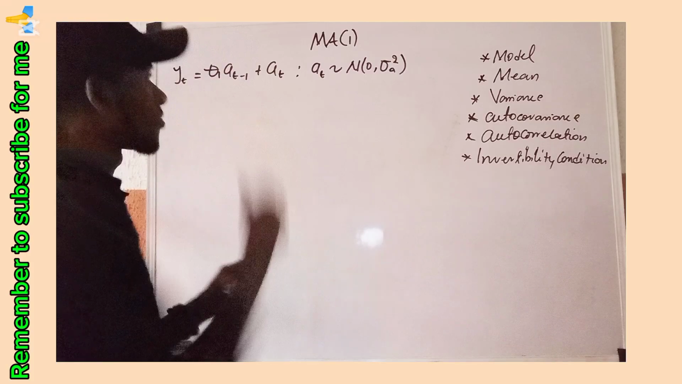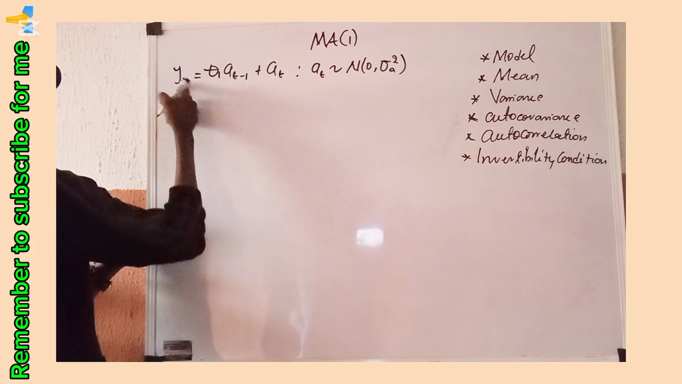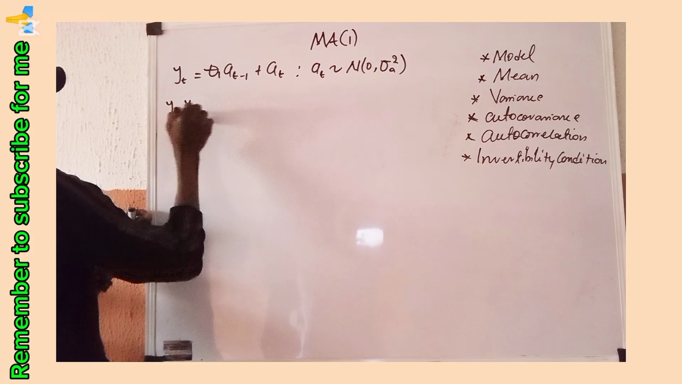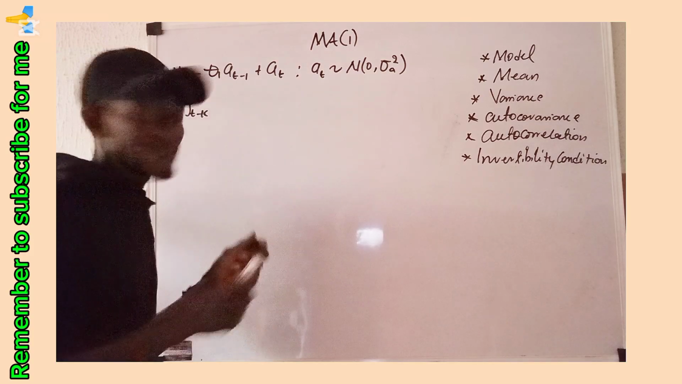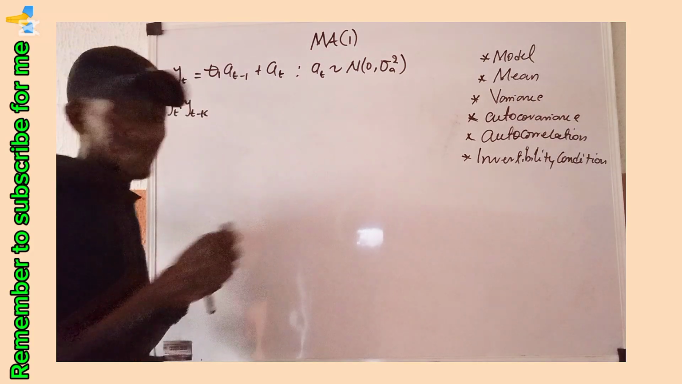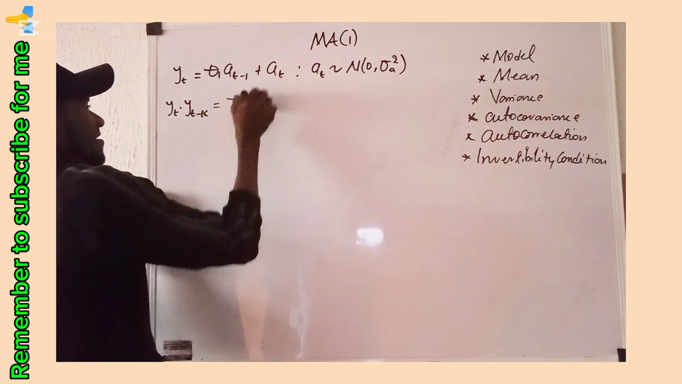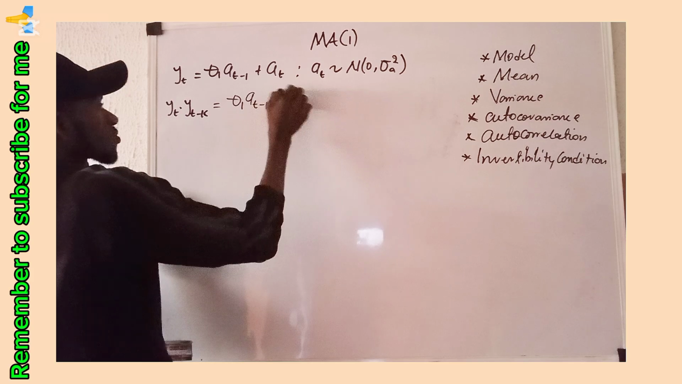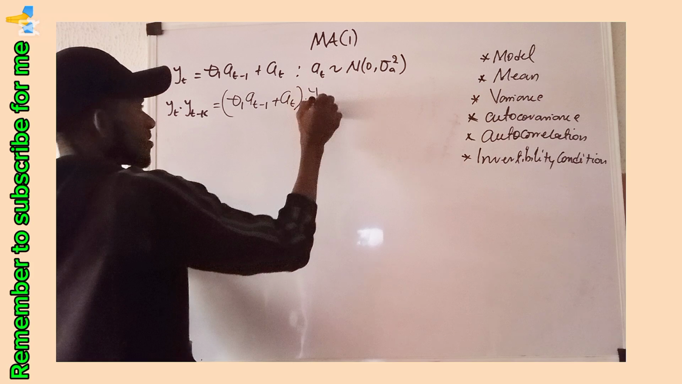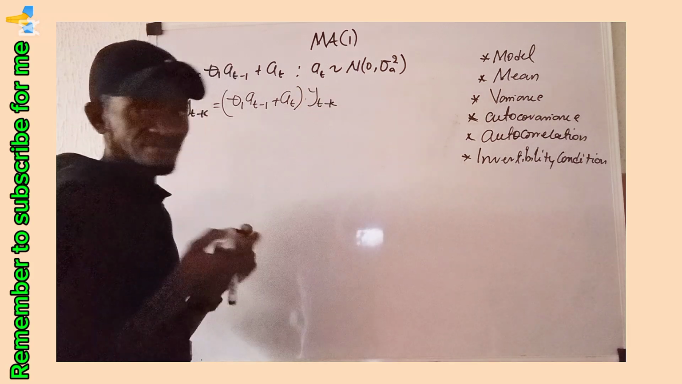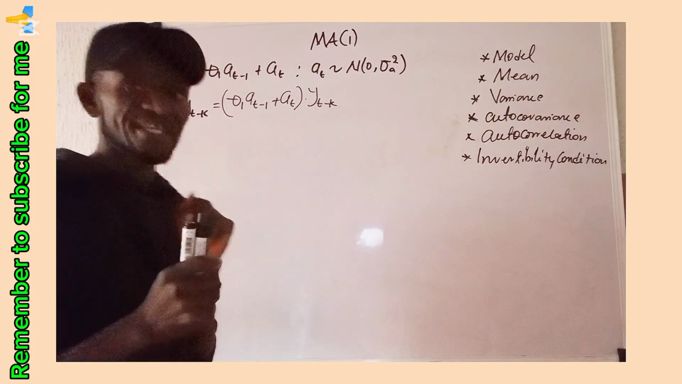And for that, I am going to do this. It becomes y of t, for the one I have here, multiplied by y of t minus k. That is the value of the series at lag k. So this equals theta 1 a of t minus 1 plus a of t, open and close, multiplied by y of t minus k.